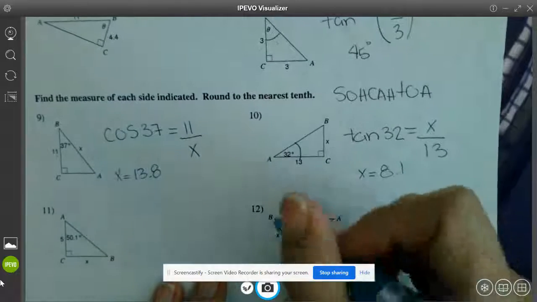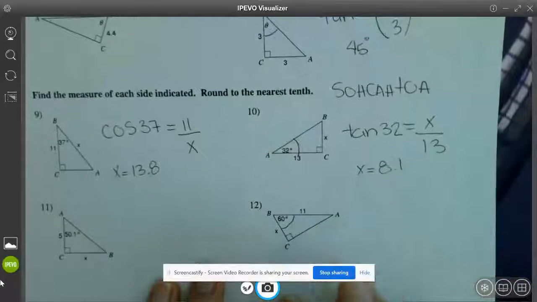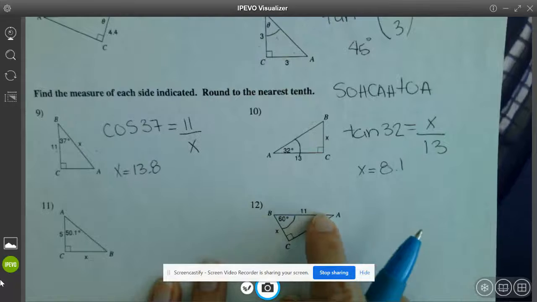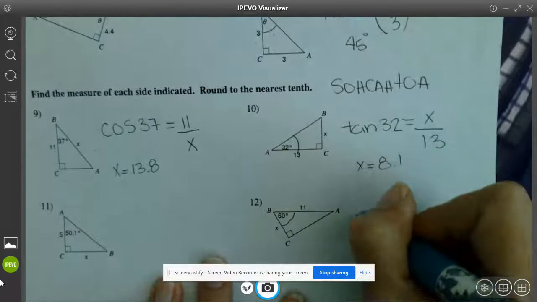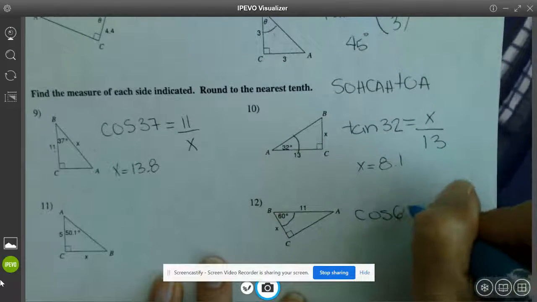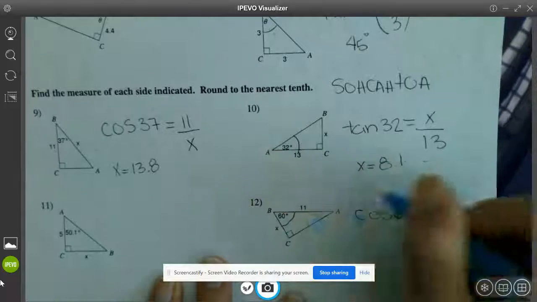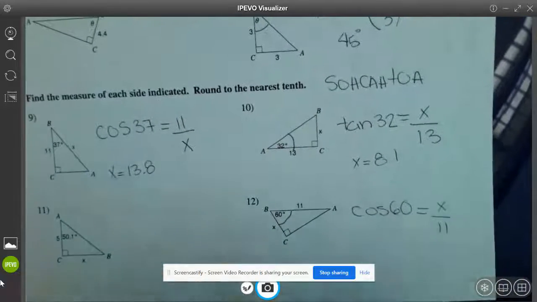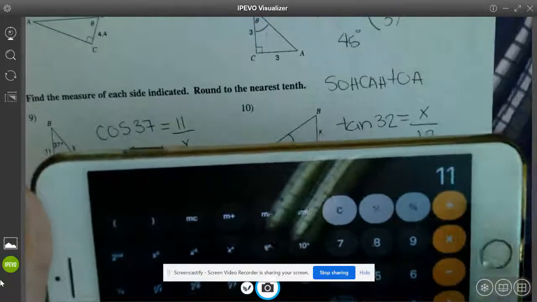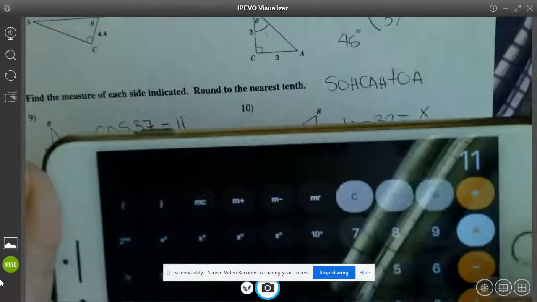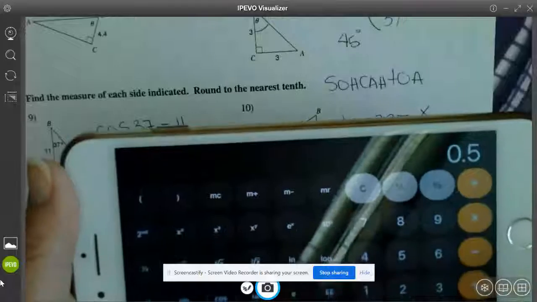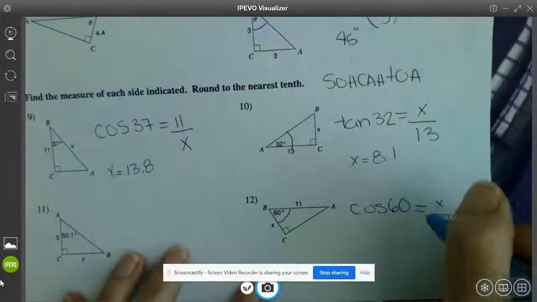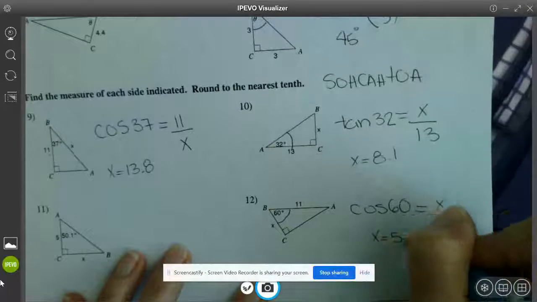Let's do this one. You don't have anything on the opposite side. You have the adjacent over the hypotenuse, so that's cosine again. Cosine of the angle equals adjacent over hypotenuse. You are multiplying again, so that is 11 times 60 cosine, press the equal sign, 5.5. So x equals 5.5.